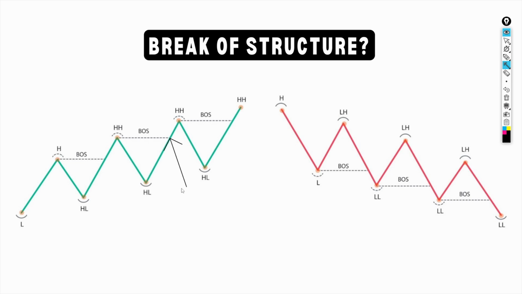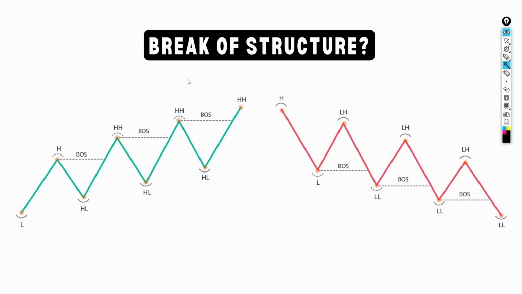Whenever you see in an uptrend market the price creating new highs by breaking the previous high, you will say that this is break of structure. Now similarly, in a downtrend you will see price creating new lows by breaking the previous low, meaning that this is simply a break of structure because price is breaking the previous low and it's constantly creating new lows.